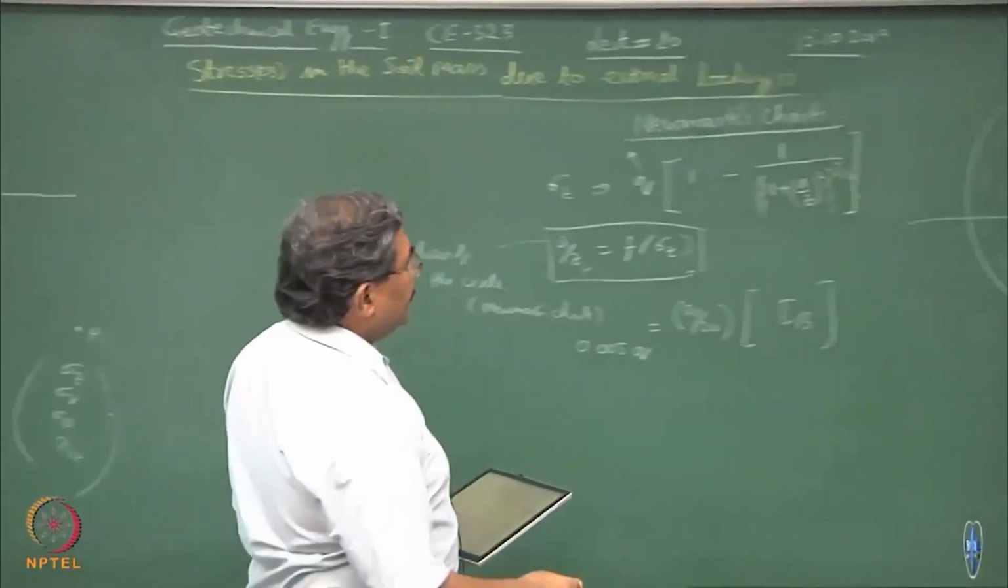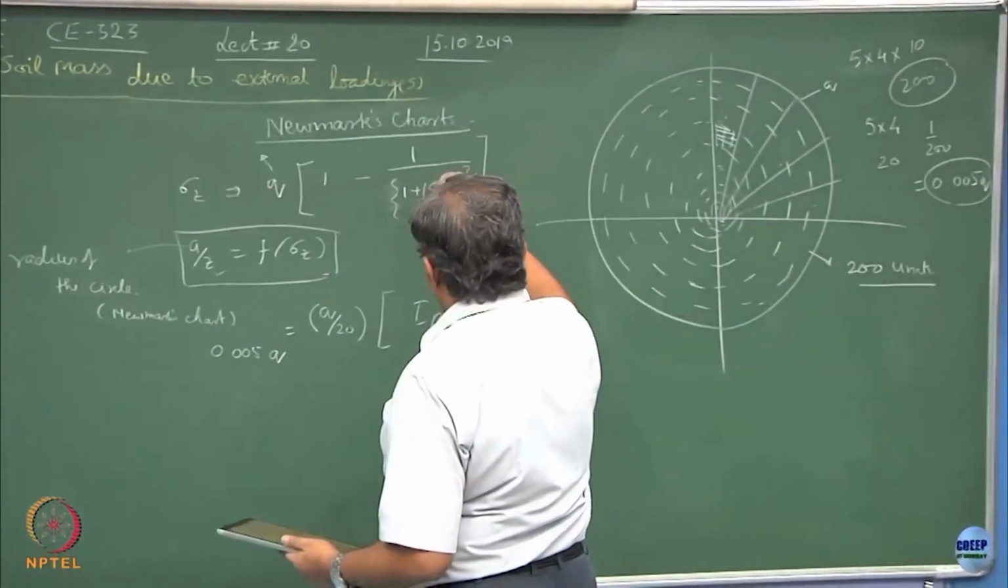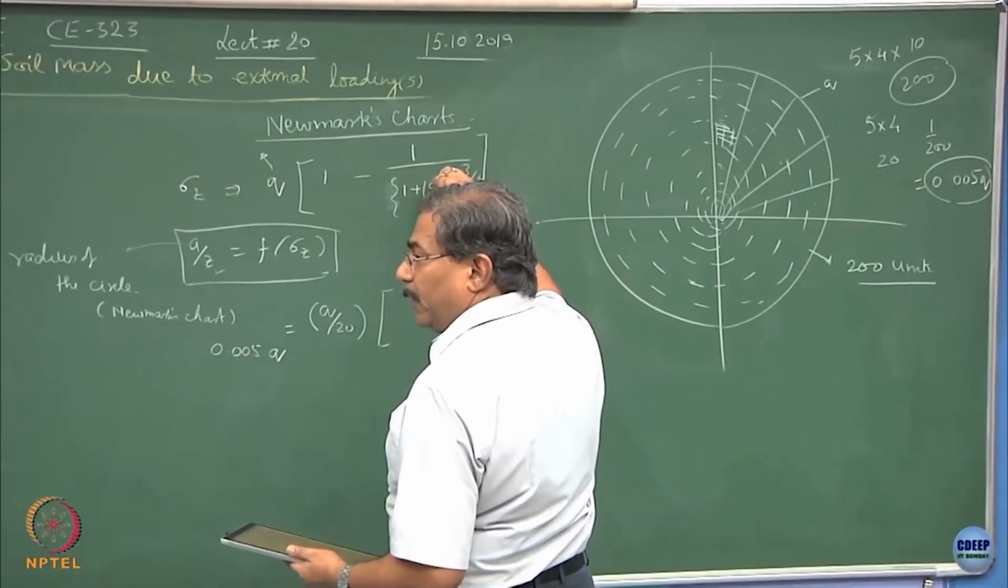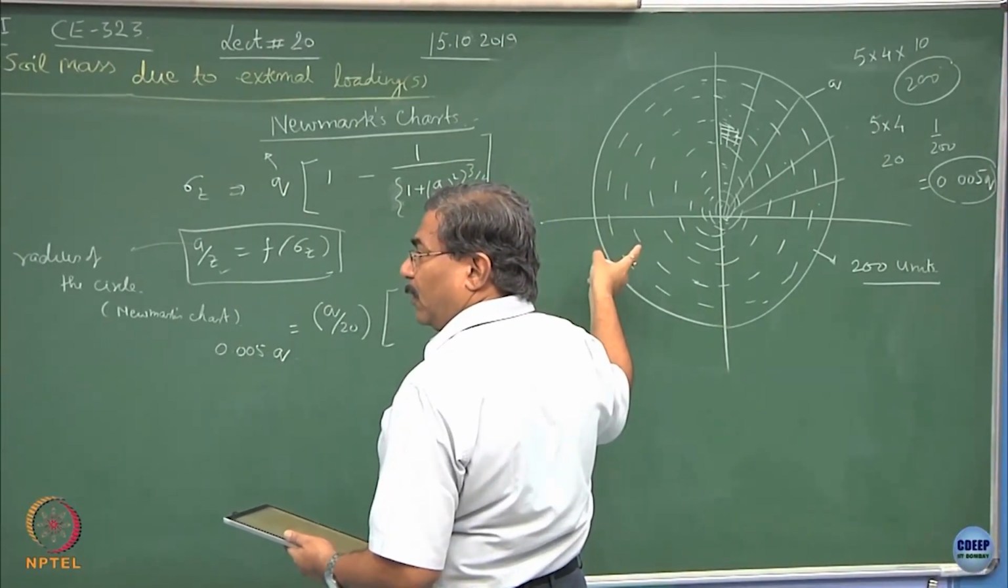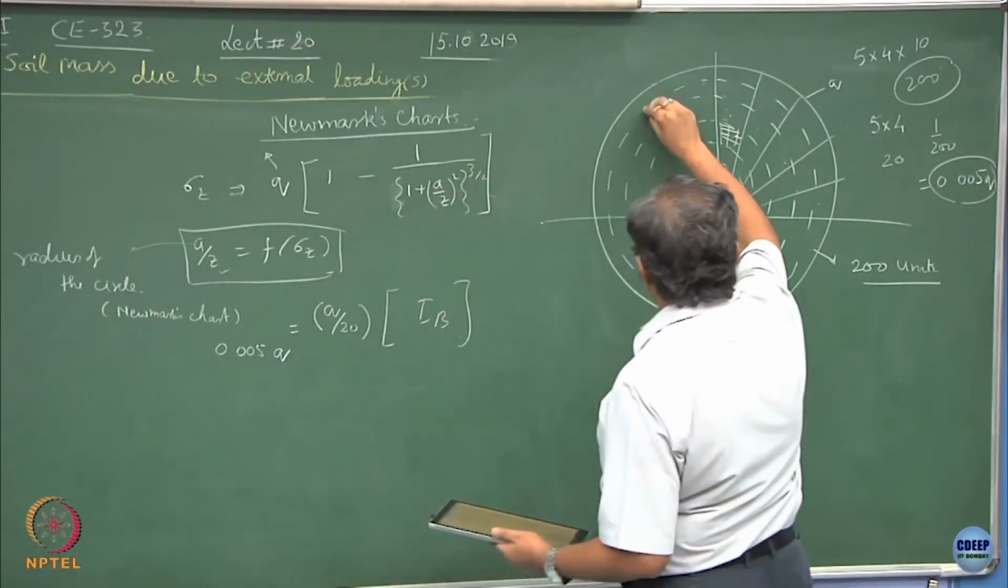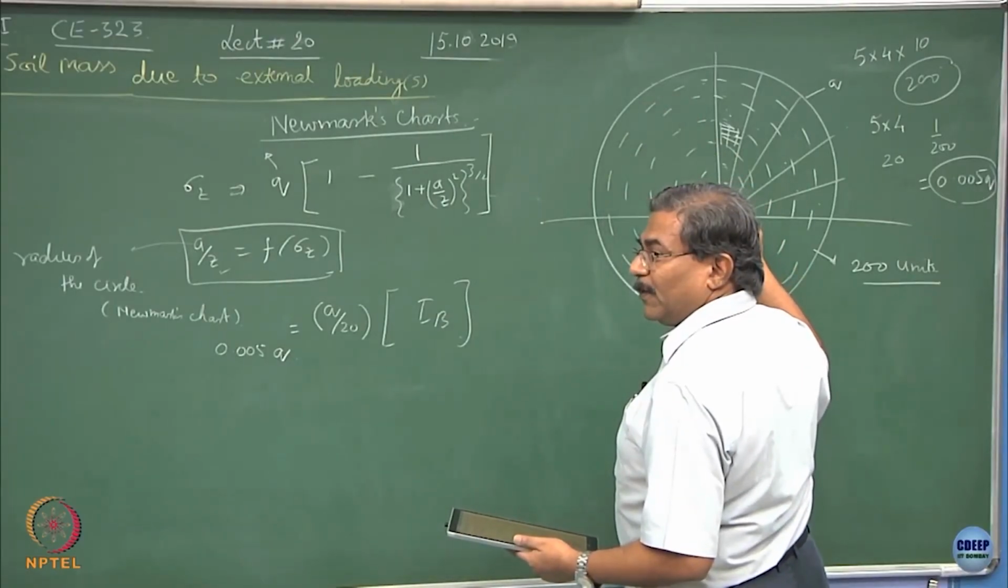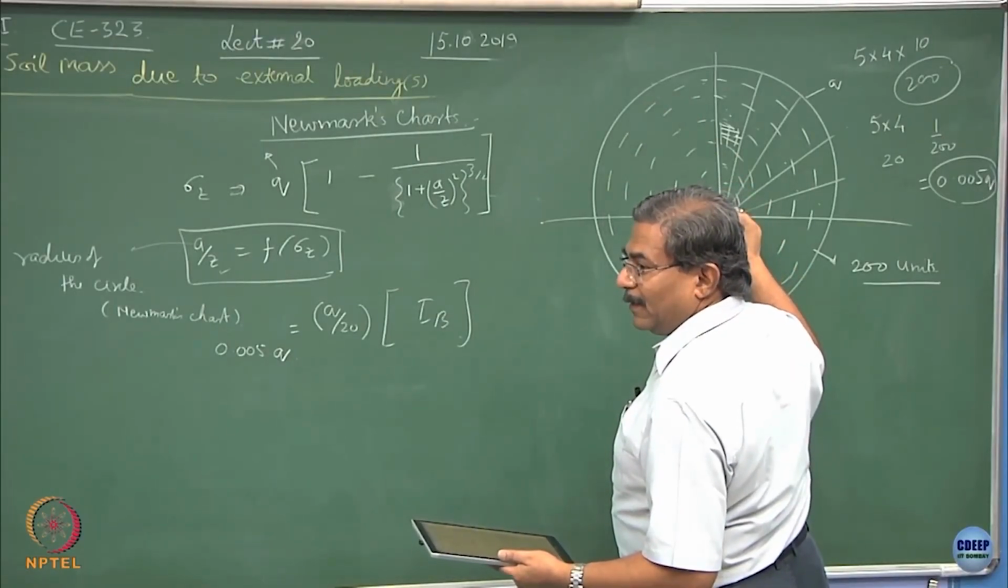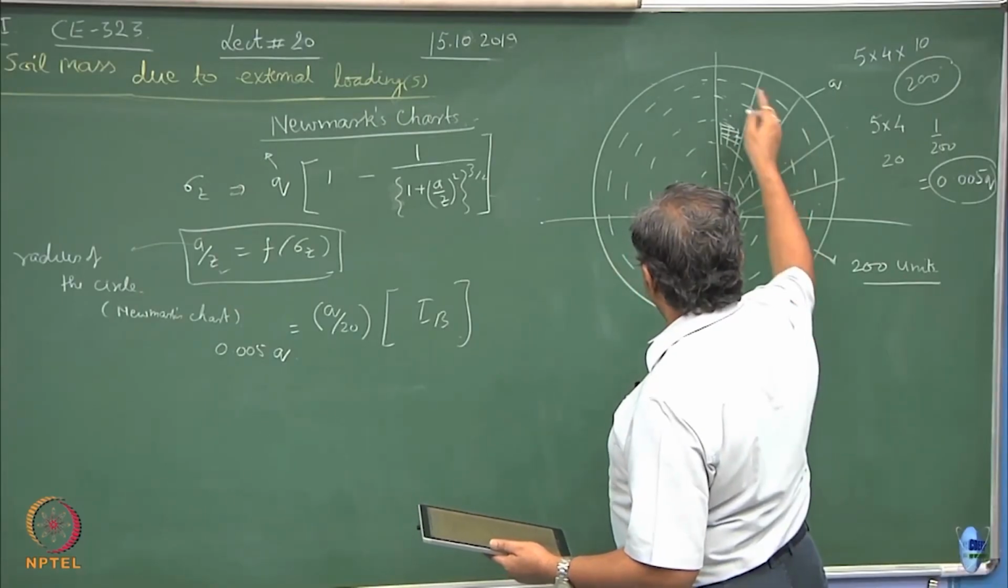Now, the logic is to compute the A value corresponding to the number of circles which you have drawn and plot them over here. Is this fine? So, your charts are ready.